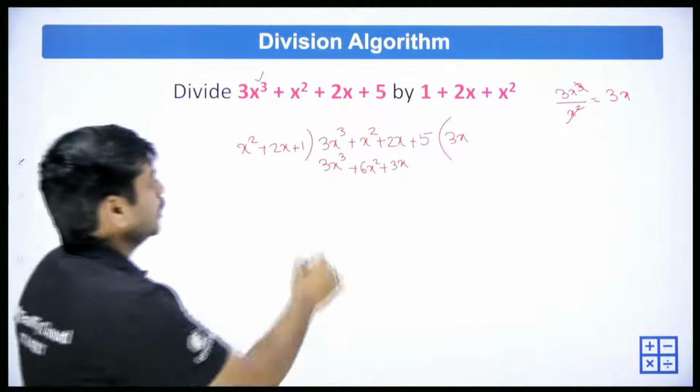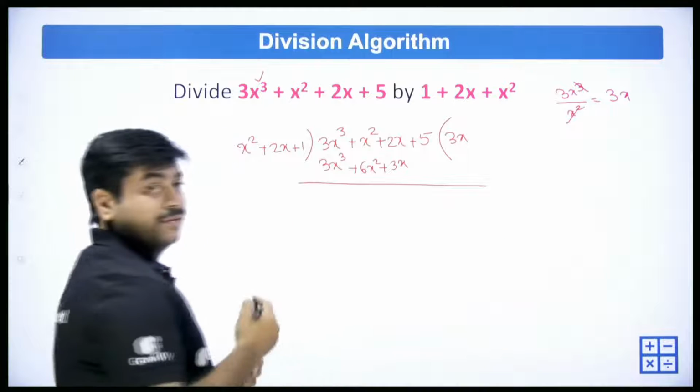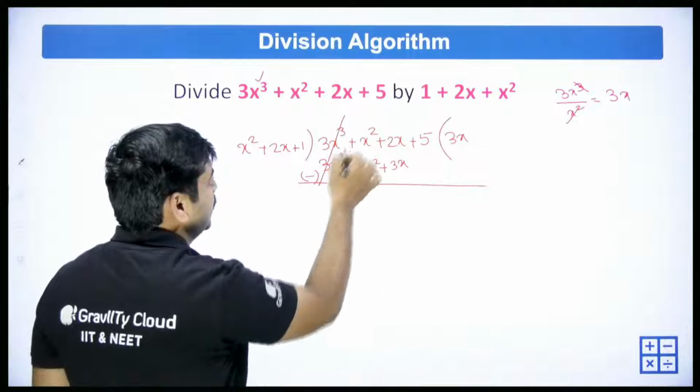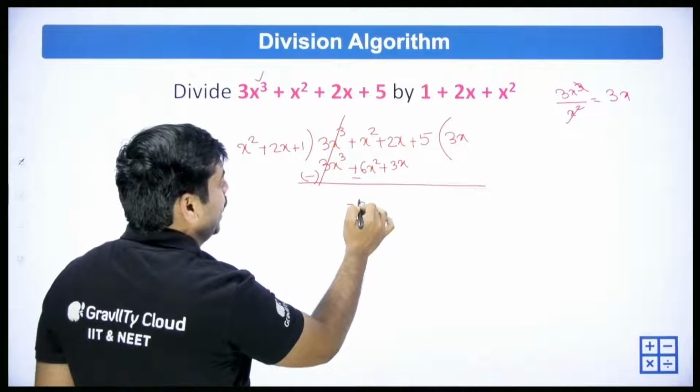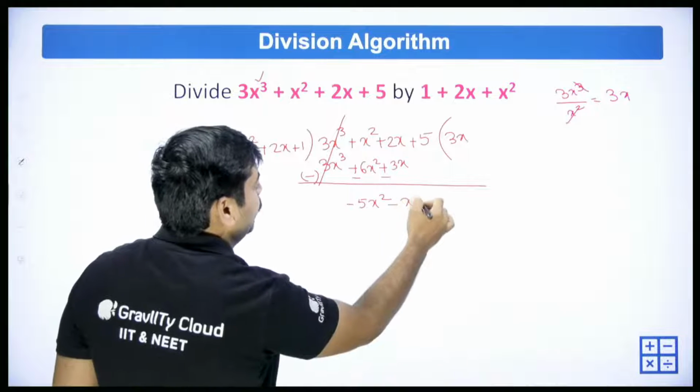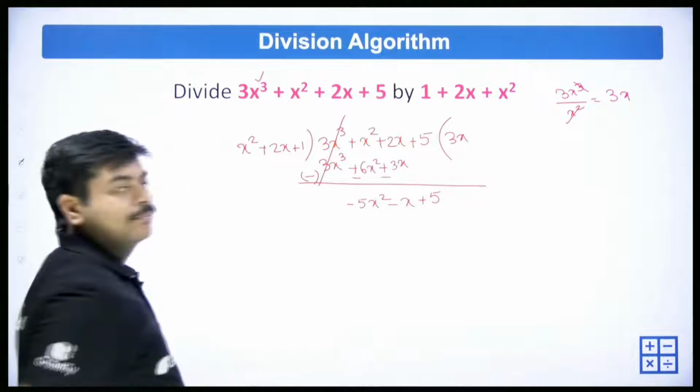Right? So now if you divide these two, subtract. If you subtract, these two get cancelled. x minus x square becomes minus 5x square, plus 2x minus 3x becomes minus x, and we are left once again with the number 5.